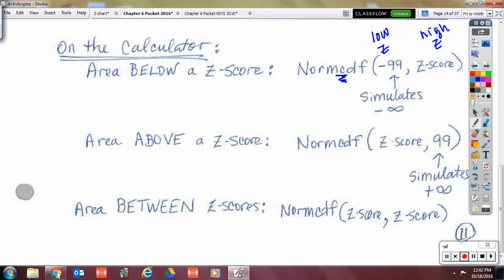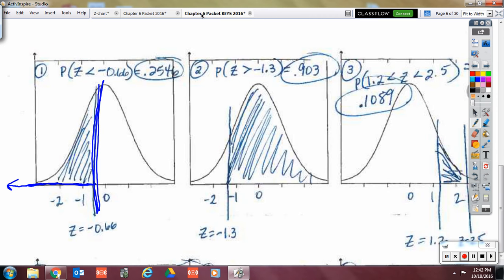So if it is below, like in this case here, then the low bound is basically negative infinity, and you're going up to a z-score of negative 0.66. So the way we would put that into our calculator is we would go norm CDF from negative 99 up to negative 0.66.